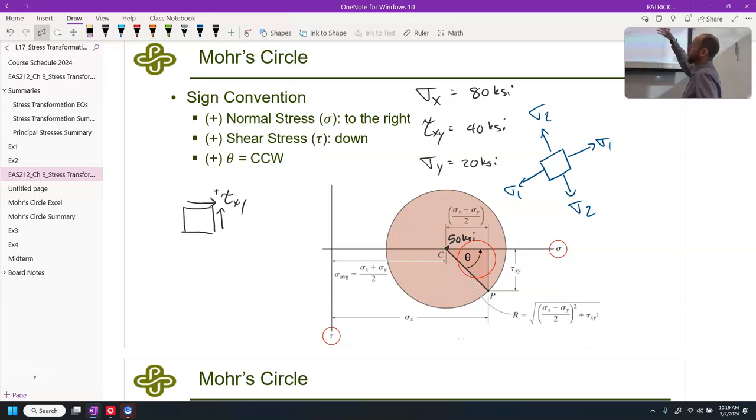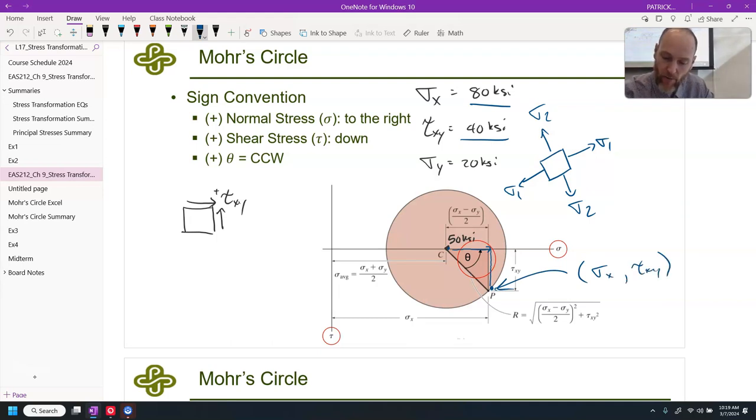And then if you want to plot, where am I on my circle? What you would do is you come from your circle center, come over to your sigma x value, 80 KSI, and then come down to your tau xy value, 40 KSI. That data point on your circle is your sigma x, tau xy point, which in this example would be 80 KSI and 40. That downward direction is not what we'd expect, but as long as you remember that and follow it, we can then solve for our rotated value directly from the Mohr circle.